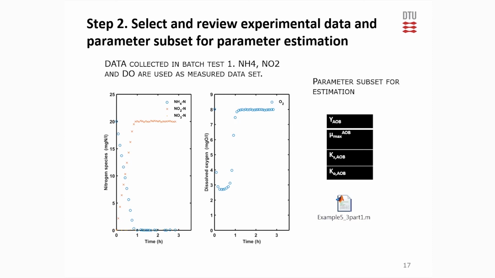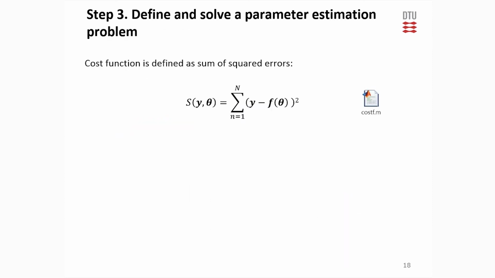For instance, the following parameters are selected. Y has ammonium, nitrite, and dissolved oxygen measurements, and theta has the parameter subset of data that contain YAOO, mumaxAOO, KSAOO, and KOAOO. This data is retrieved and plotted in a MATLAB script file named example5_3 part1.m.